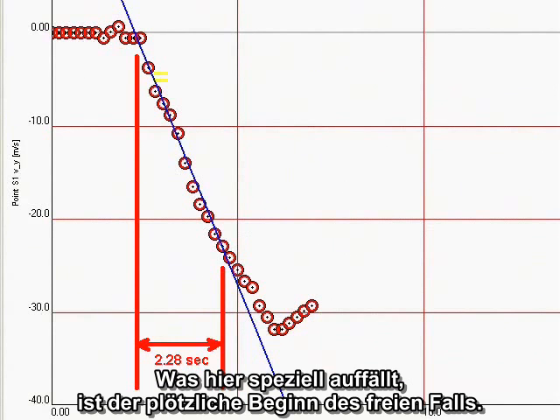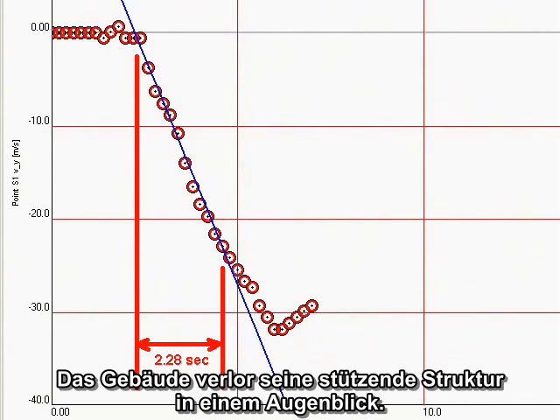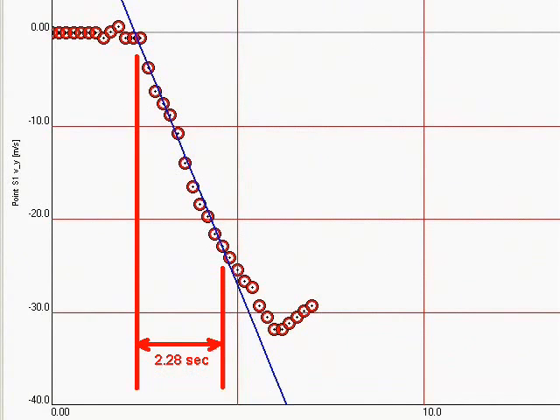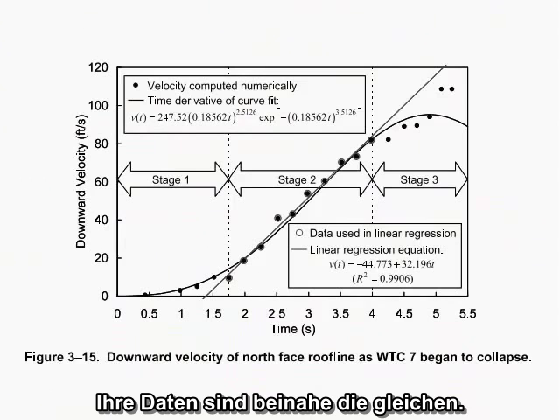What is particularly striking is the suddenness of onset of freefall. The acceleration doesn't build up gradually. The graph simply turns a corner. The building went from full support to zero support instantly. NIST's graph is upside down relative to mine, but that's really not an issue. Their data is almost the same.